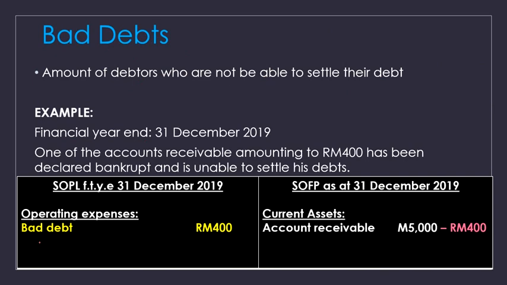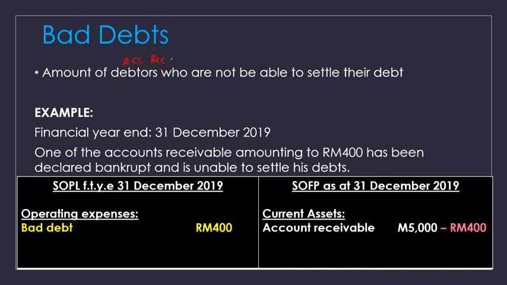So next kita tengok kepada bad debt. Bad debt is the amount of debtors, ni you punya account receivable who are not be able to settle their debt. Saya cakap lah contoh, you punya account receivable, Encik Ahmad ni is your account receivable. Suddenly dia mati. So kesemua account receivable dia tu akan menjadi bad debt, akan jadi hutang lapuk sebab dia tak akan dapat bayar sebab dia dah meninggal.